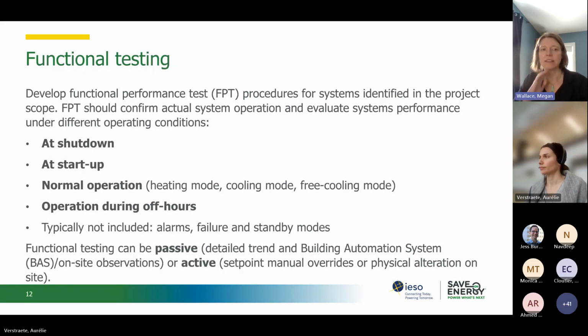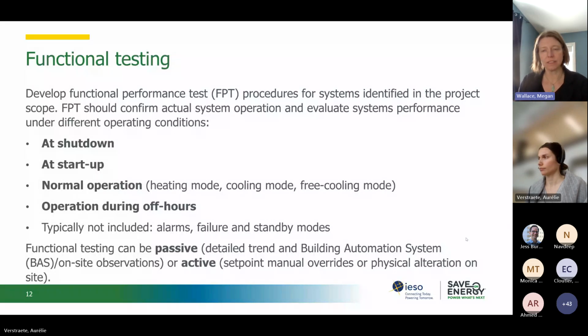Functional testing can be done either passively or actively. Passively would be to set up trend logs and review the building automation system on site. And active would be to force the BAS by set point manual overrides or even physical changes to perform in certain ways.